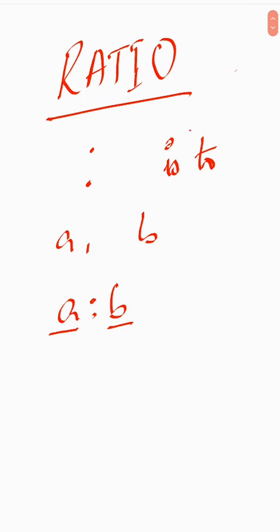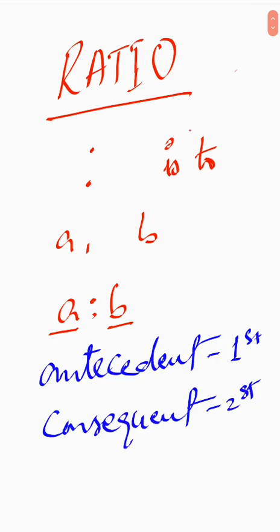So in a ratio, basically two terms are there, the first term and the second term. The first term is called the antecedent, and the second term is the consequent. So the first term is the antecedent and the second term is called the consequent. For example, we can write ratios like 2 is to 3 or 5 is to 15.